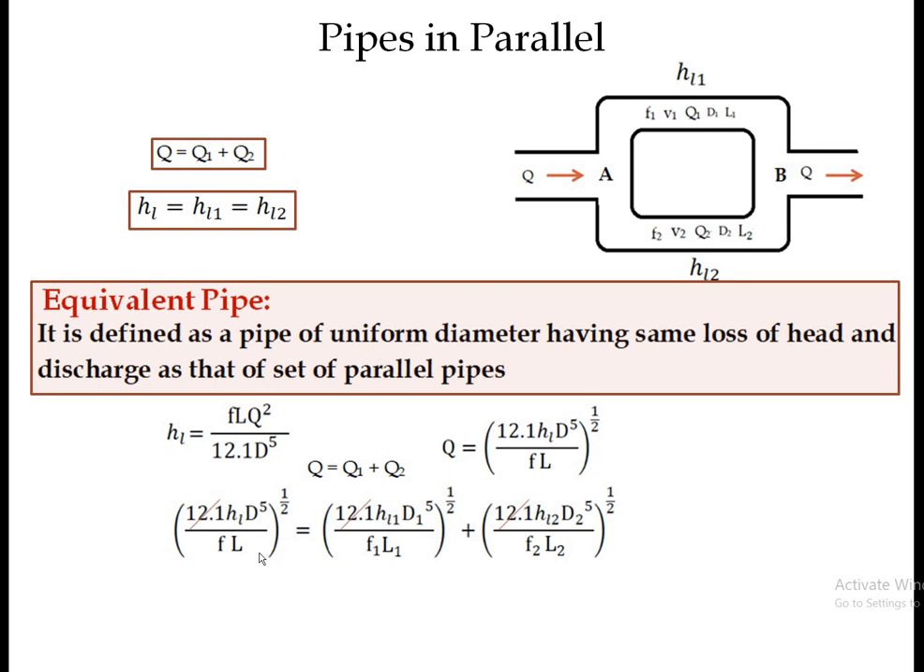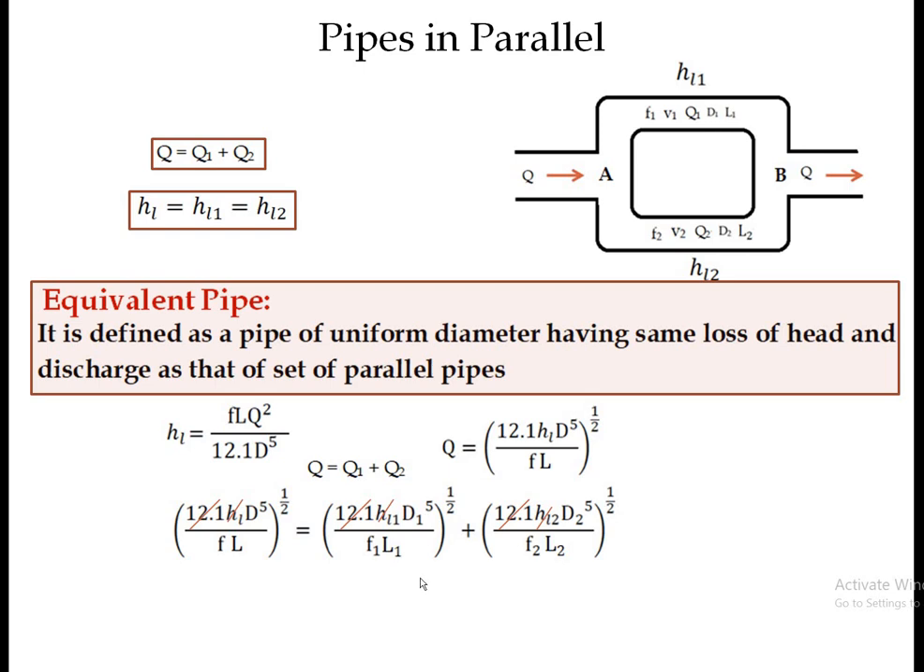I have written here the formula for Q equals Q1 plus Q2. Q1 is the discharge through pipe number 1 and Q2 is the discharge through pipe number 2, which are connected in parallel. So again, I have written this equation: 12.1 HL1, the head loss in pipe 1, D1 raised to 5, where D1 is the diameter of pipe 1, divided by F1 L1 raised to 1 by 2, plus the discharge through pipe number 2. The 12.1 terms get cancelled. Again we know that HL equals HL1 equals HL2.